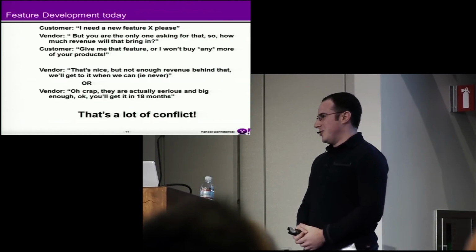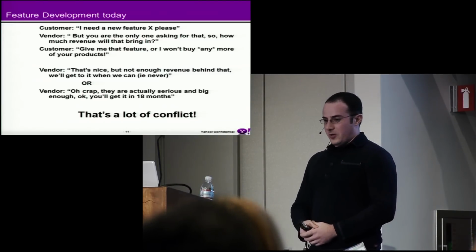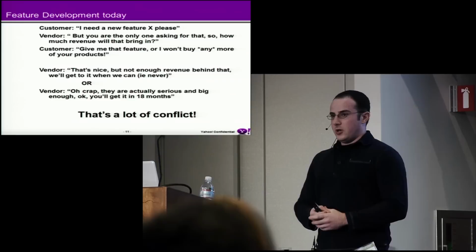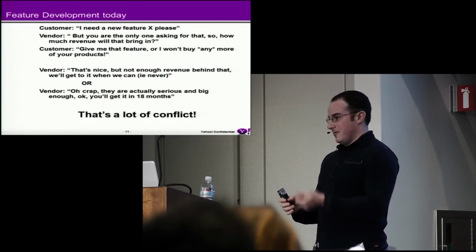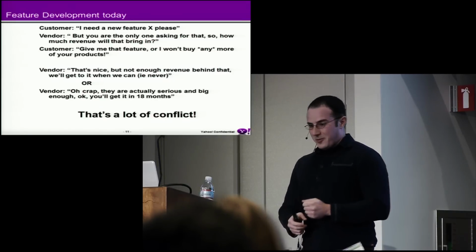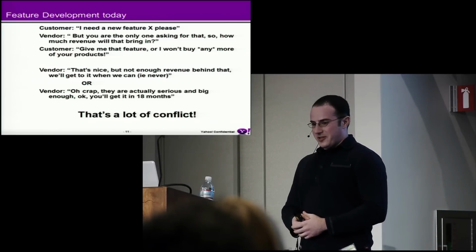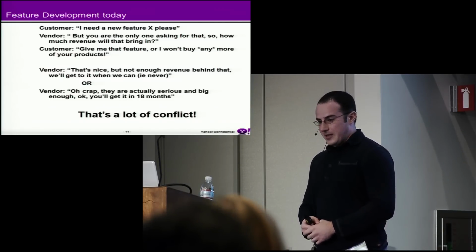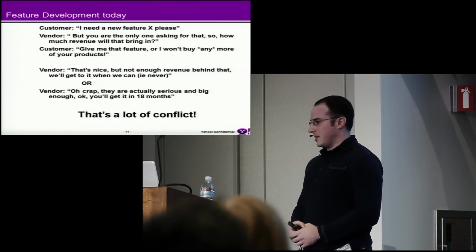At which point you have two choices. You go, I give you money. Or you go, do this or I won't buy any more product from you. Or you go, do this or I will take whatever spend I was going to give you. Here's the PO that you were going to get, and I'm going to give it to your nearest competitor. At which point the vendor goes, that's nice, but you're too small. I don't care. Or the vendor goes, oh, crap, they're serious. They've done this before. You'll get it in 18 months, which is about how fast we can turn a feature around with all the testing.